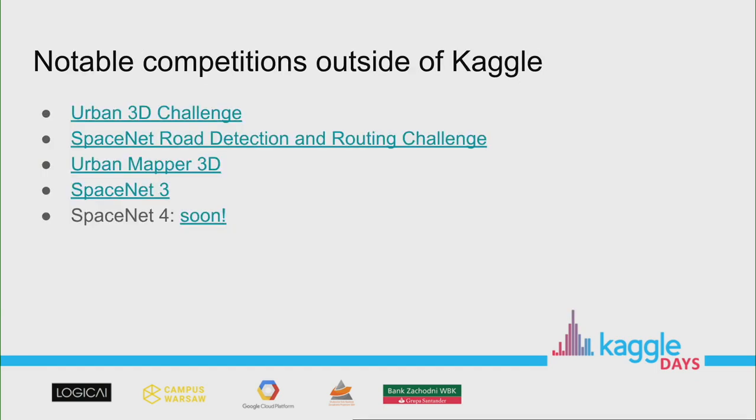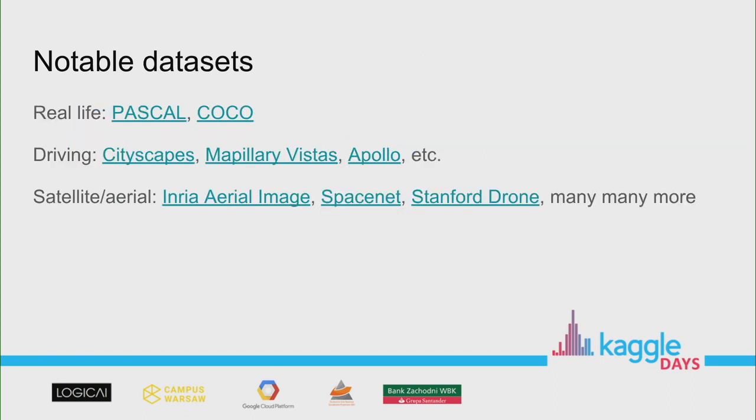And yeah, there are also a lot of competitions outside of Kaggle, most notably SpaceNet, which is again about satellite imagery, but also a lot of others. And so, notable datasets. If you read papers about semantic segmentation, you're likely to see the Pascal and COCO datasets, and also self-driving datasets are popular, like Cityscapes or Mapillary Vistas, and there are a lot of aerial and satellite imagery datasets, and not that many good medical datasets.